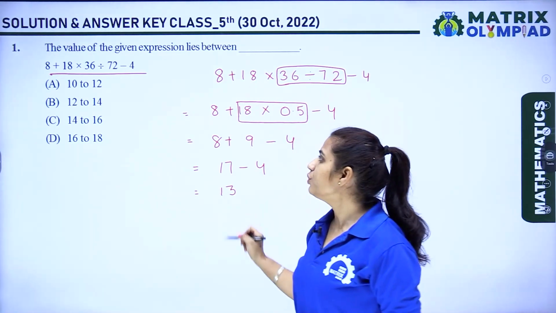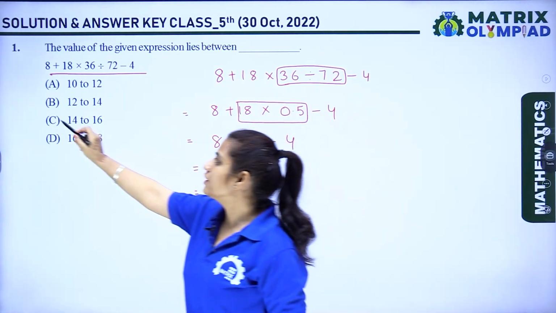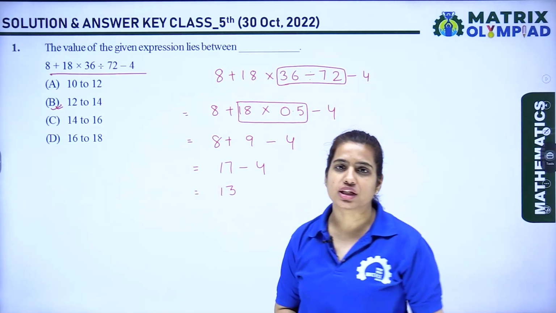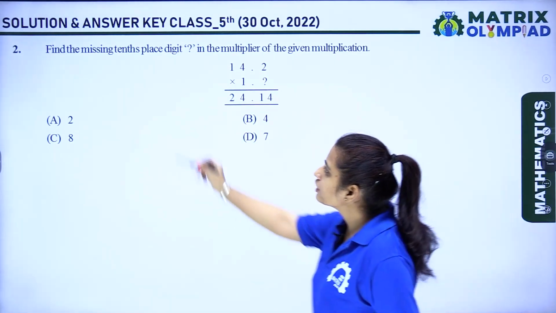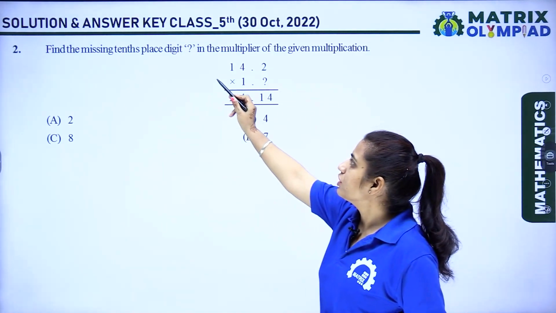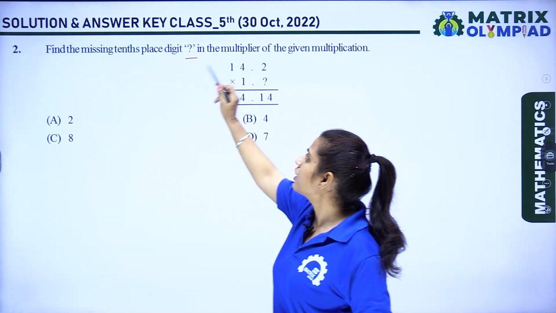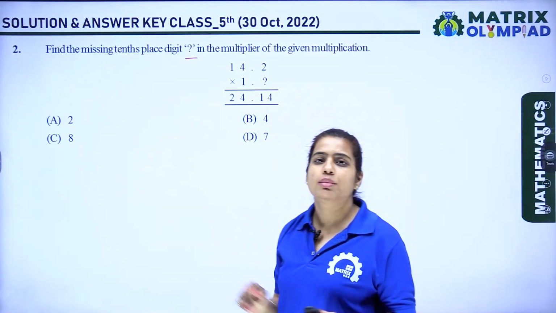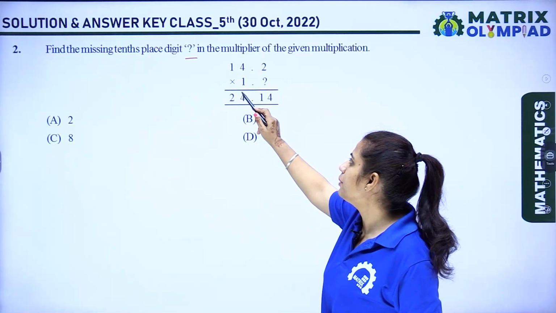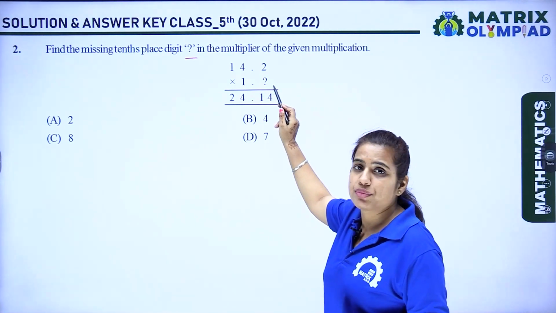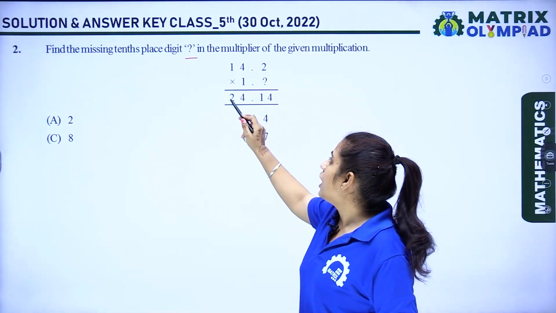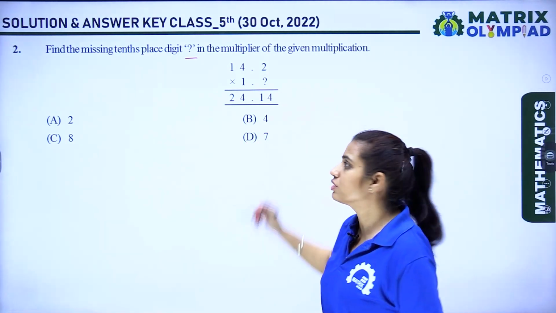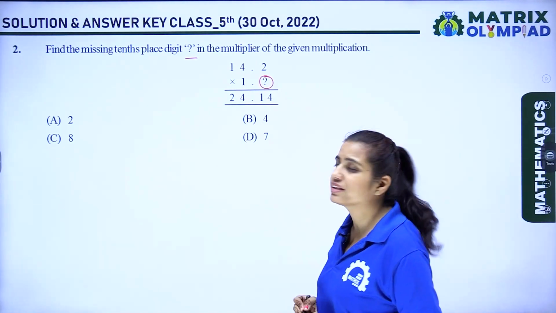So here, according to the option, we can say that option B is the correct answer as 13 lies between 12 to 14. Now let's begin with the next question, that is, find the missing 10th place digit that is indicated with the question mark in the multiplier of the given multiplication. Now here we are given a multiplication, that is 14.2 multiplied by 1 point. The 10th digit is unknown to us here. Now the product of these multipliers is 24.14. Here we have to find out this 10th place digit.